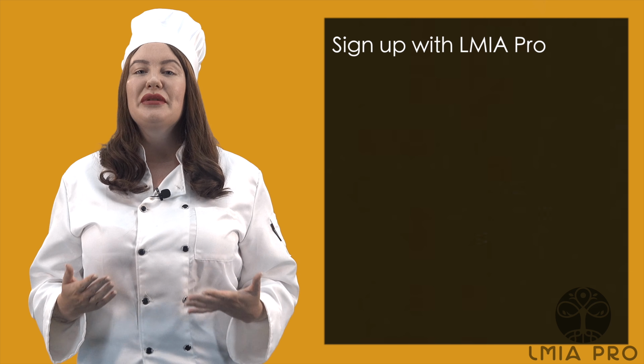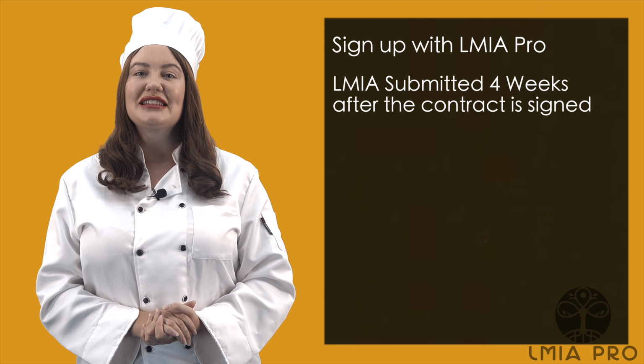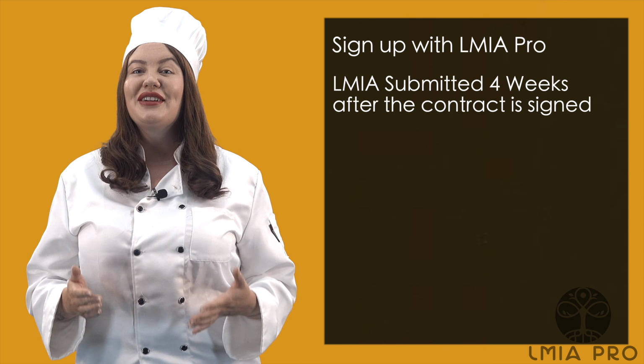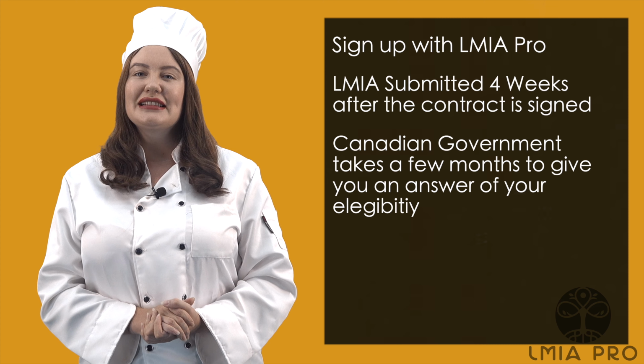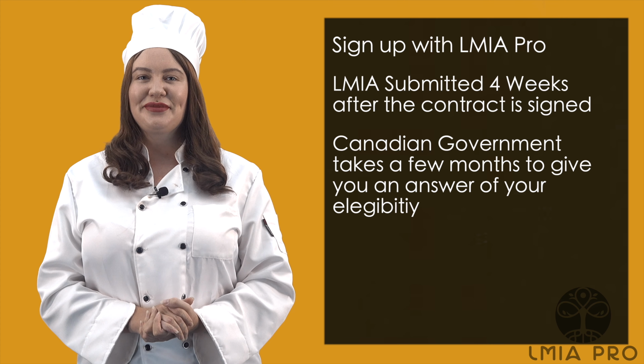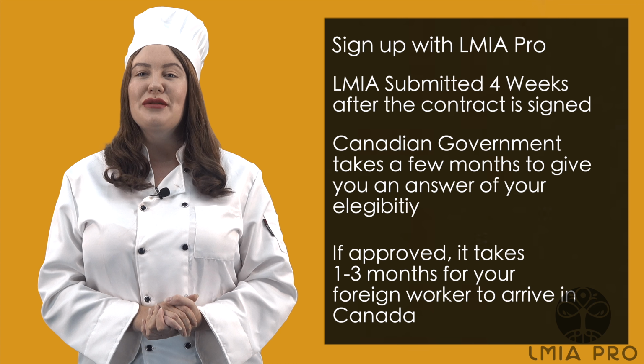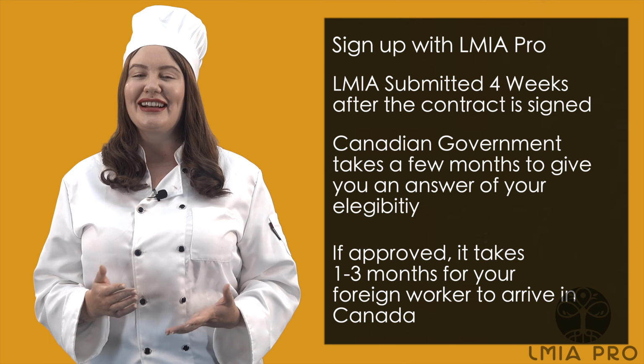To sum it all up, once you sign up with LMIA Pro to begin your LMIA application, we will typically have your LMIA submitted 4 weeks after your contract with us is signed. From there, the Government of Canada typically takes a few months to give you an answer on your LMIA eligibility. If a positive LMIA is issued, it normally takes 1 to 3 months for your worker to arrive in Canada.